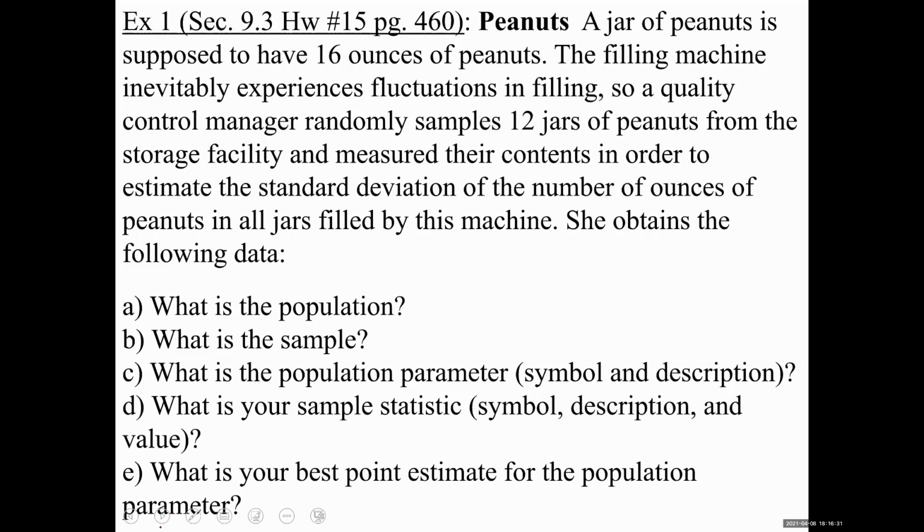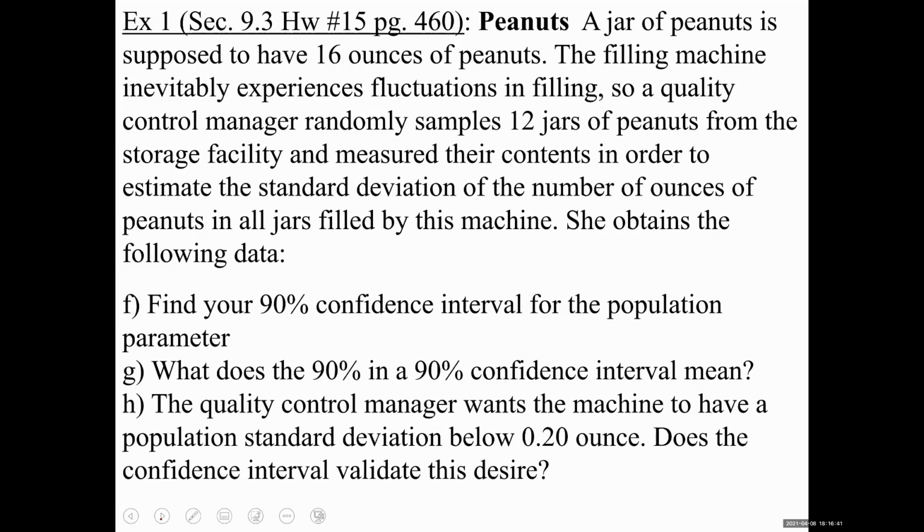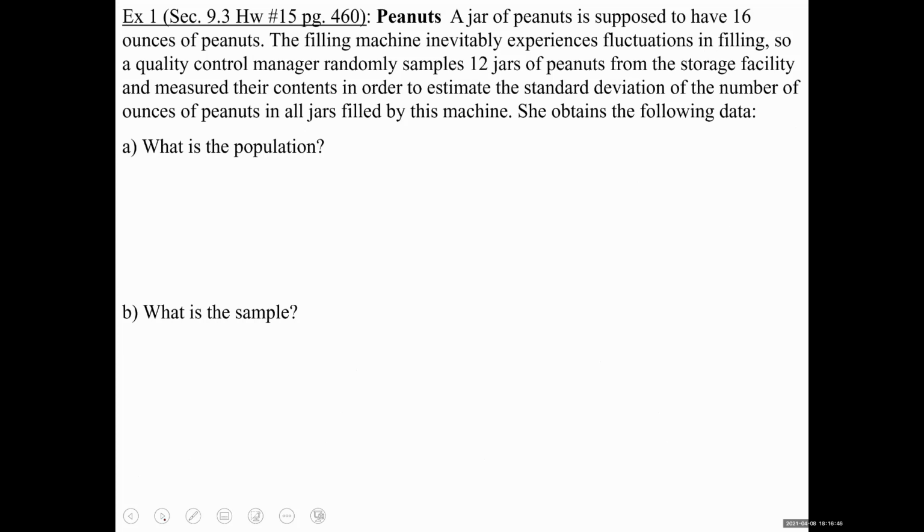So it just asks you these questions. So part A through E, again, that's first day of class stuff, sort of. What's the population, sample, all that stuff. And then after that, we will answer these questions where we're building a confidence interval. Okay, let's start with the population. Who can tell me what the population is?